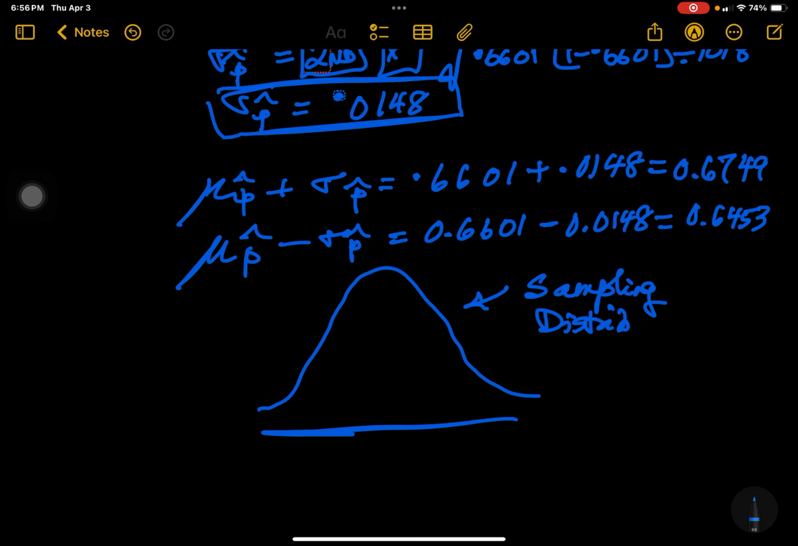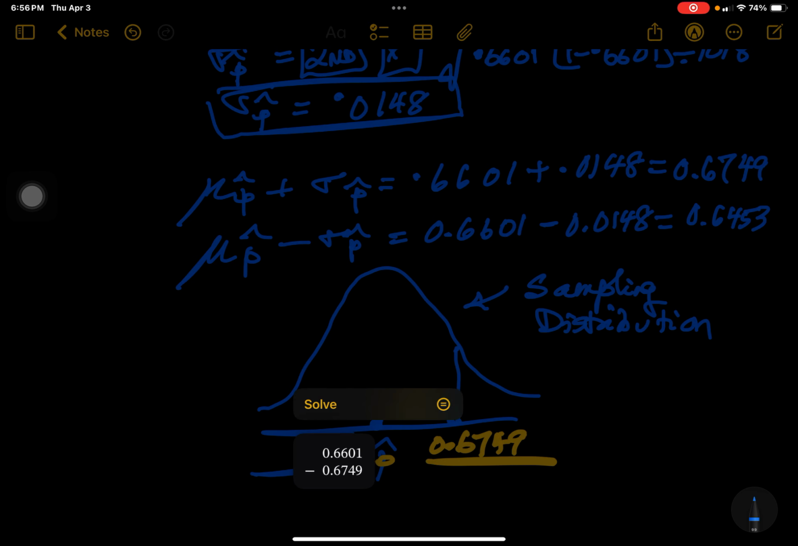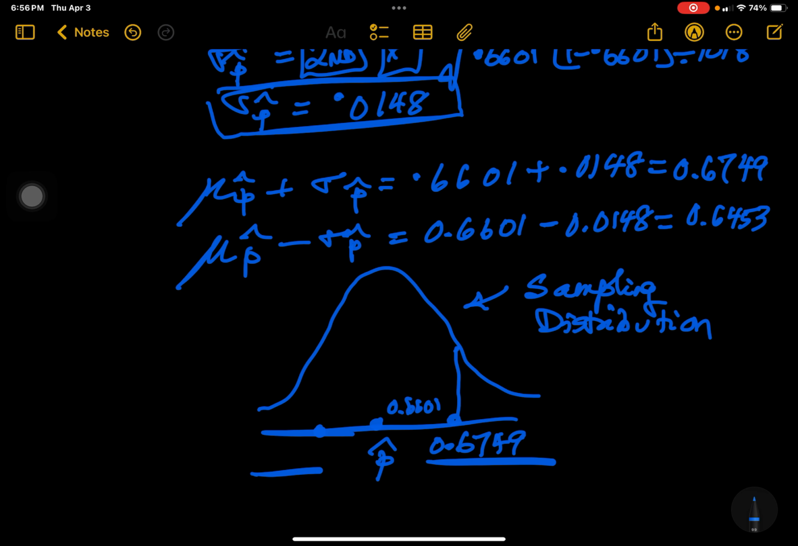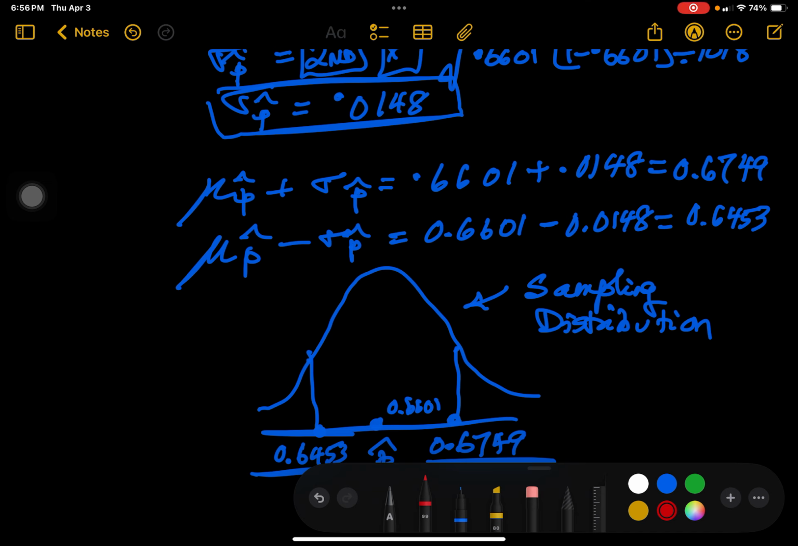That means p hat values are on the horizontal axis. The center is at mu p hat, which is 0.6601. On the right, it is a point 0.6749. On the left, one standard deviation below the mean is a point. We draw a vertical line. This value is 0.6453. So if I change the color of the pen, you will see a clear picture.